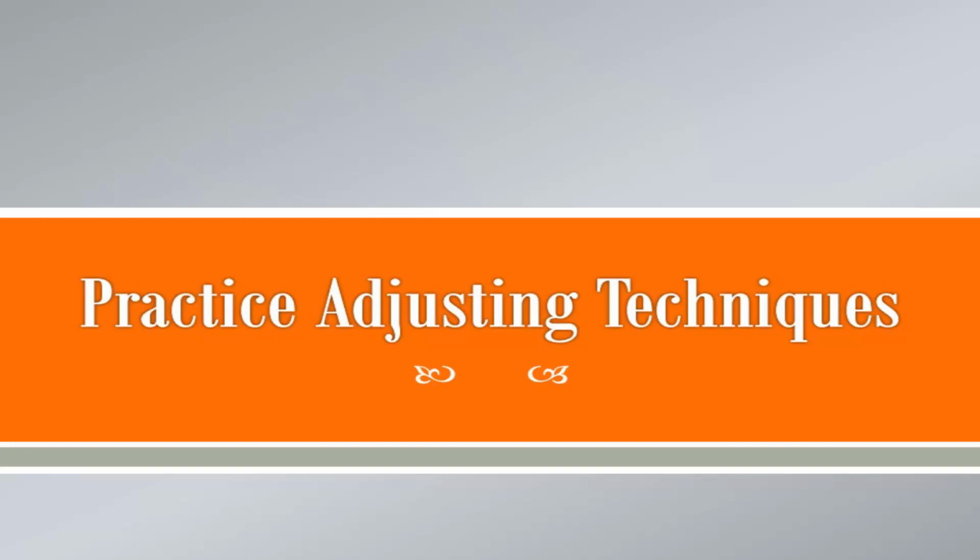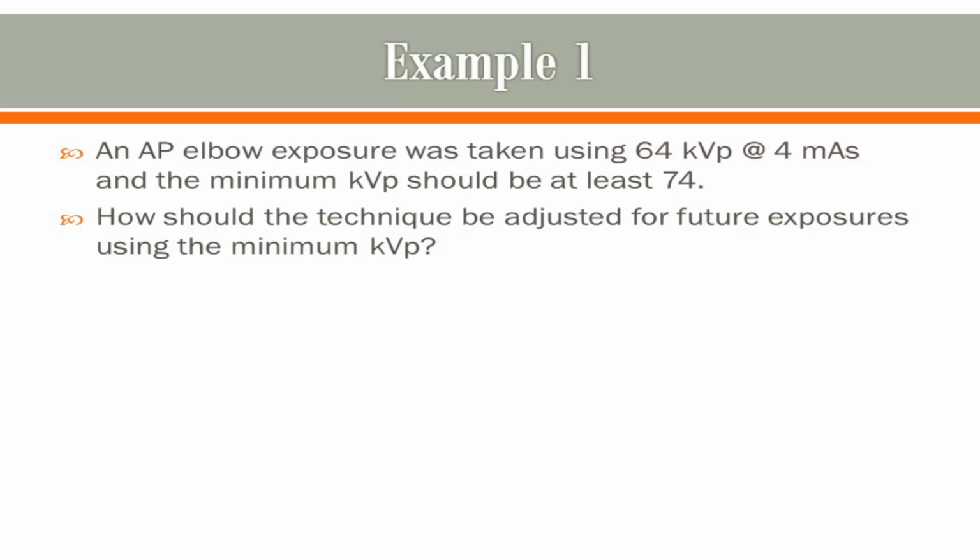In this video, we will review how to adjust exposure techniques. So here's our first example. An AP elbow exposure was taken using 64 kVp at 4 mAs, and the minimum kVp should be at least 74. How should the technique be adjusted for future exposures using the minimum kVp? Assume that the overall exposure was adequate.